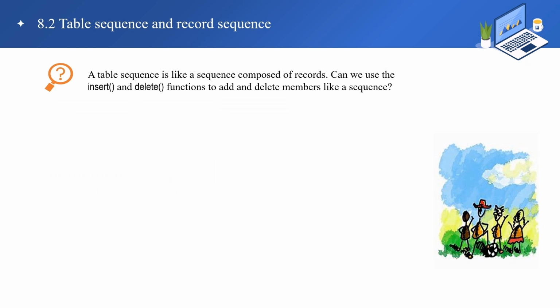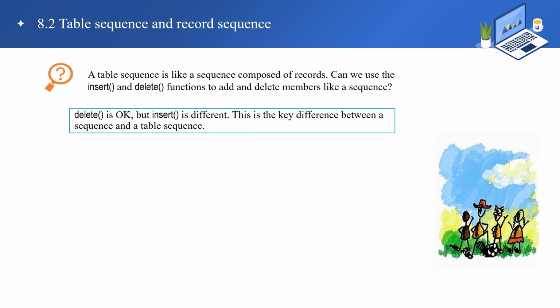A table sequence is like a sequence composed of records. Can we use the insert and delete functions to add and delete members like a sequence? Delete is okay, but insert is different. This is the key difference between a sequence and a table sequence. As we said, a data table has only one set of data structure. When adding a record to the table sequence, it must be a record with the same data structure. If it is allowed to grab a record and insert it into the table sequence, we need to check it in detail to avoid this situation.